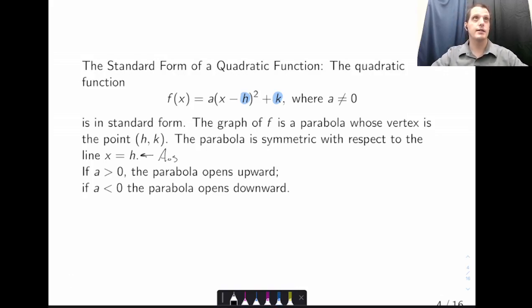If a is greater than 0, the parabola opens upwards. If a is less than 0, the parabola opens downwards.